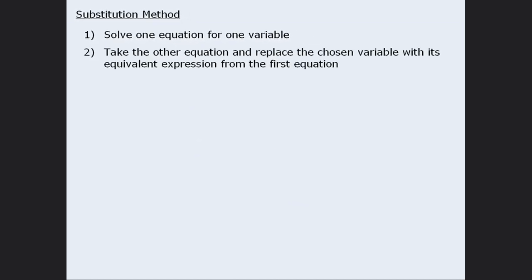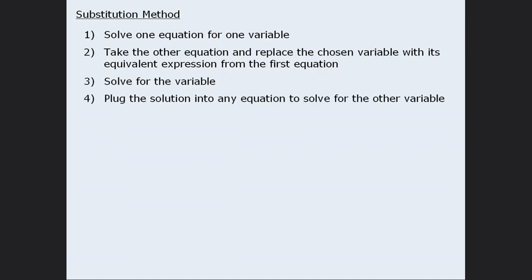Okay, let's summarize the steps involved in the substitution method. First, choose an equation and solve it for one variable. Then take the other equation and replace the chosen variable with its equivalent expression from the first equation. Then solve for the variable, and plug the solution into the equation to solve for the other variable.